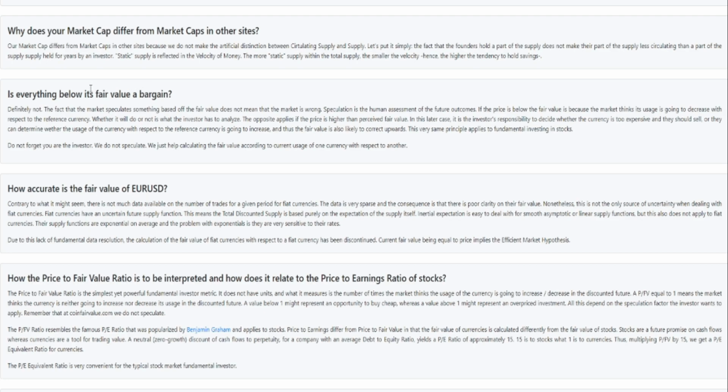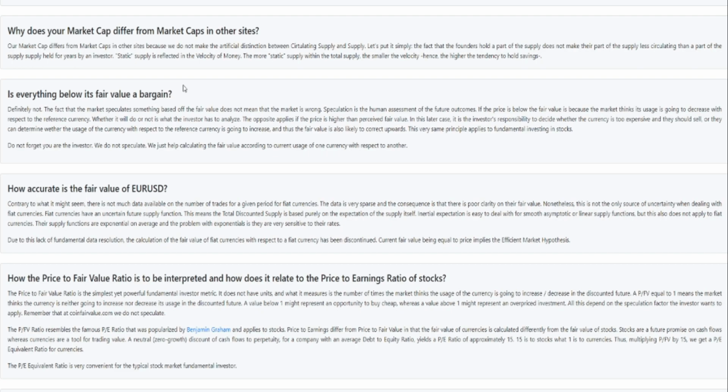Is everything that is below its fair value a bargain? Definitely not. The fact that the market speculates something based off the fair value does not mean that the market is wrong. Speculation is a human assessment of the future outcomes. If the price is below the fair value, it's because the market thinks its usage is going to decrease with respect to the reference currency. Whether it will do or not is what the investor has to analyze.